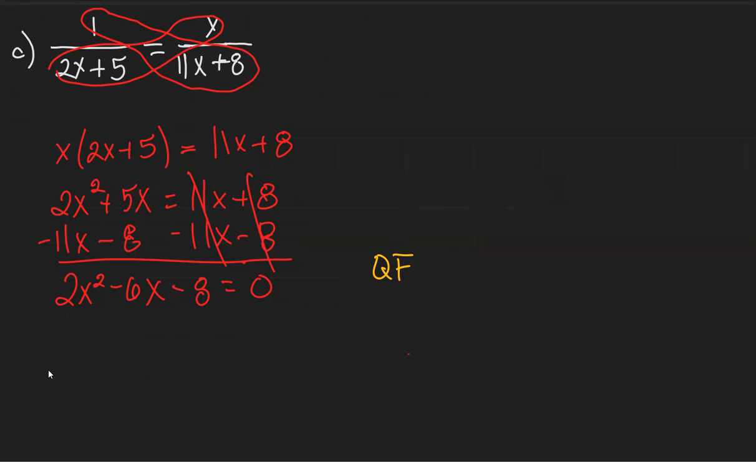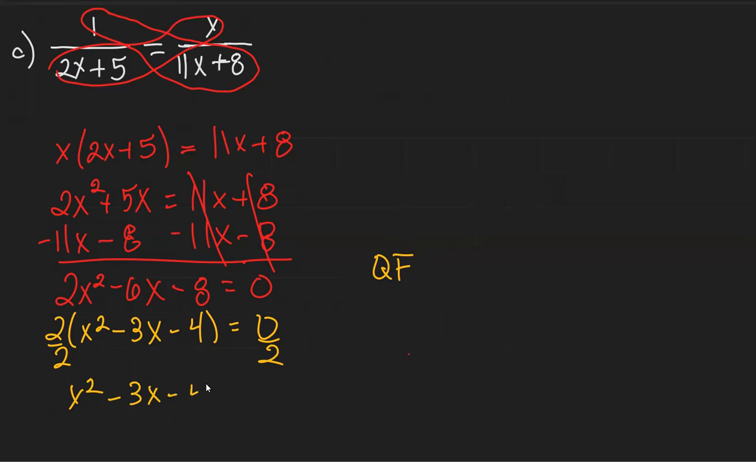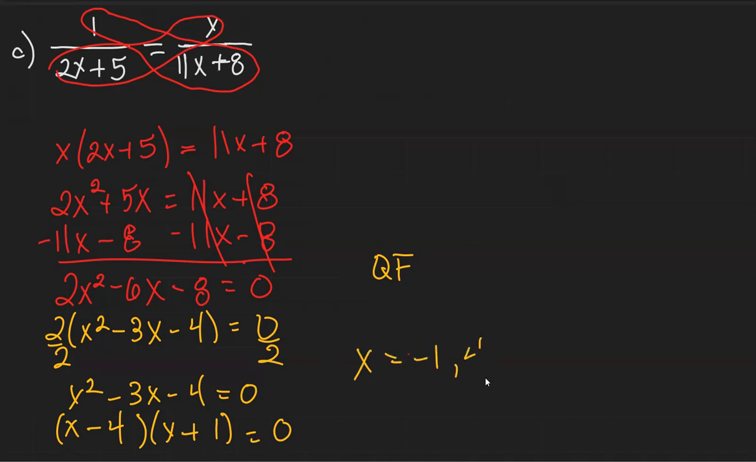Okay, so I can factor out a 2. We're left with x squared minus 3x minus 4 is equal to 0. And then I can just divide this 2 out, so I can ignore it. So I have x squared minus 3x minus 4 is equal to 0. And this factors to, what does that factor to? That's x minus 4, x plus 1 equals 0. So if I solve for values of x, I get x is equal to negative 1 and positive 4. Okay, so those are my solutions.